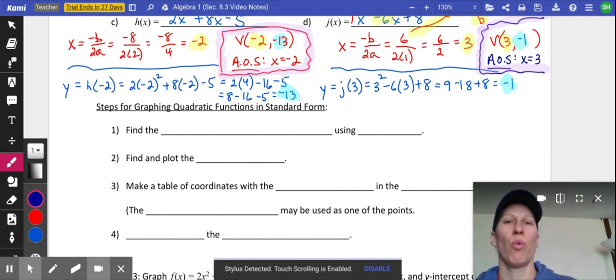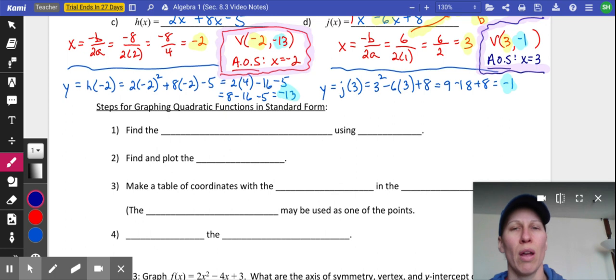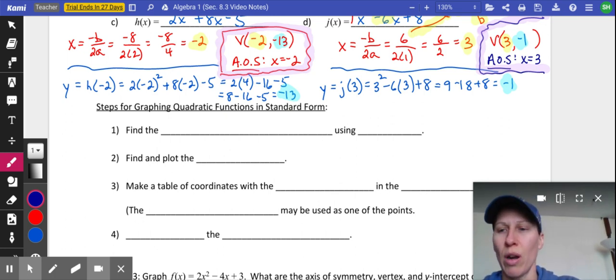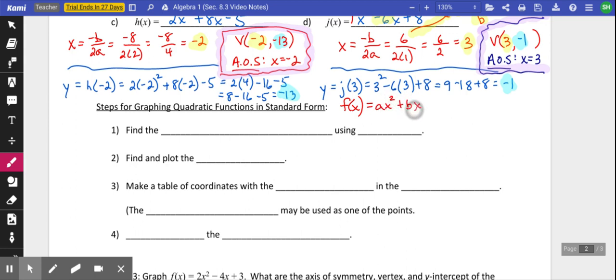Welcome back to section 8.3 for our Algebra 1 topic involving standard form of a quadratic function. We are at the point in our notes where we are doing the steps for graphing quadratic functions in standard form. As a quick recap, standard form is ax squared plus bx plus c. So we have the x squared term, the x term, and then the constant c.